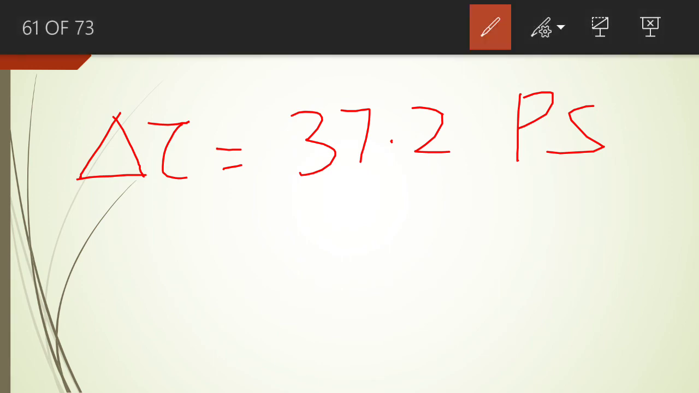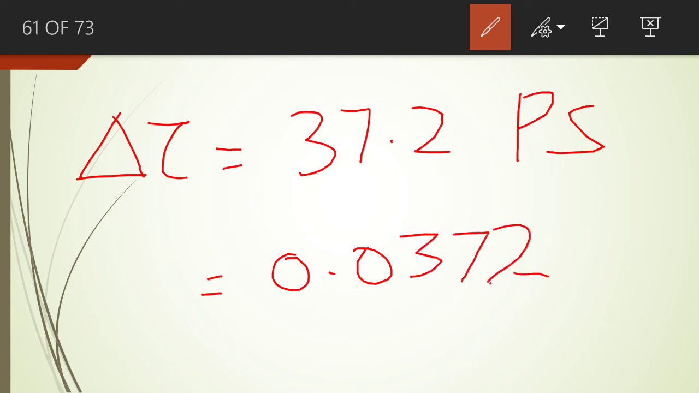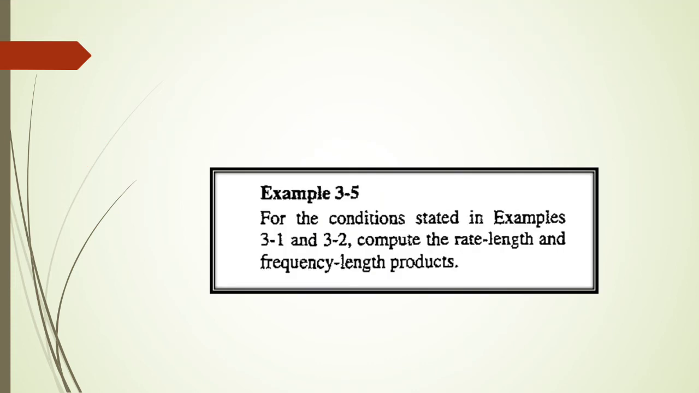We can represent it in nanosecond. In nanosecond, it will be equal to 0.0372 nanosecond. So this will be the total pulse spread in the given information channel. The length of the information channel is 10 kilometer. Okay, we do example number 3.5.